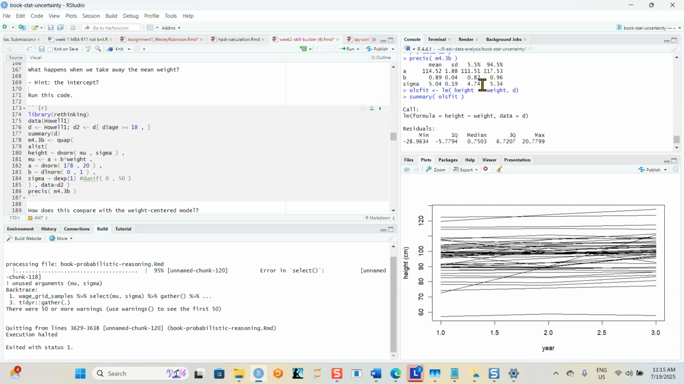And you can plot this if you want. We can run all sorts of plots and make pretty pictures, just like we did with globe tossing and the HPDI intervals. But that's what these are. These are not confidence intervals. These are credibility intervals, probability intervals, highest posterior probability intervals. Very, very different. And we're going to run our inference based upon this.